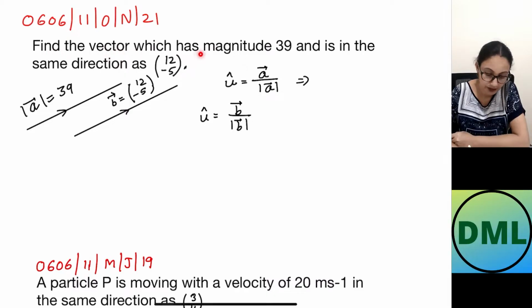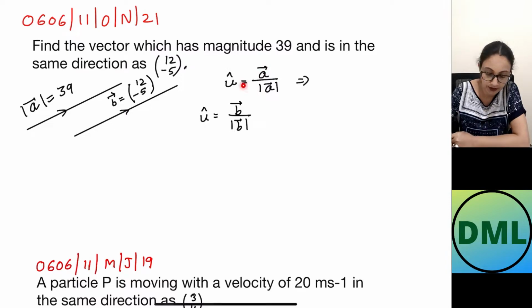Find the vector which has magnitude 39 and is in the same direction as 12i minus 5j. This is written in the column vector form. So we need to find out the vector. Suppose that vector is vector A, whose magnitude is given to you, 39. Now this vector is in the same direction as the vector B, which has the direction vector 12i minus 5j. So this vector is related to the unit vector. As we know, unit vector is equal to vector A divided by the magnitude of the vector. So from here we will find out the vector A.